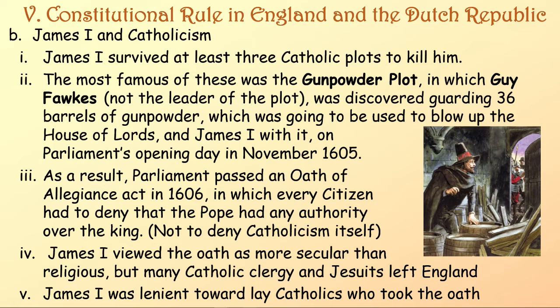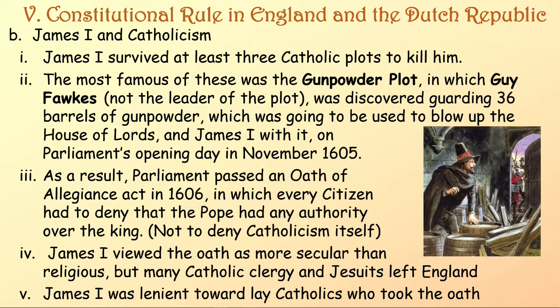James I survived at least 3 Catholic plots to kill him. The most famous of these was the Gunpowder Plot, in which Guy Fawkes, he was not the leader of the plot, by the way, was discovered guarding 36 barrels of gunpowder, which was going to be used to blow up the House of Lords and King James with it on Parliament's opening day in November 1605.